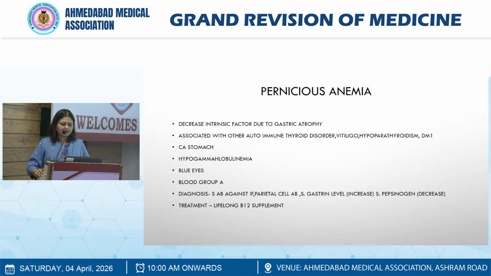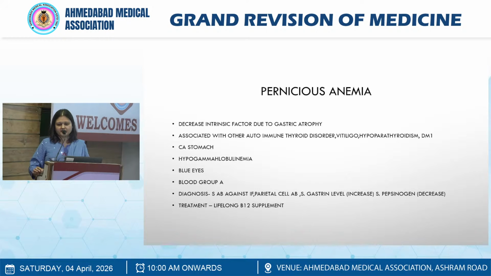Pernicious anemia is an autoimmune disease. There are antibodies against intrinsic factor. We all know intrinsic factor is necessary for B12 absorption, and it is deficient in gastric atrophy. The patient may have CA stomach, hypogammaglobulinemia, blue eyes. These are peculiarities of pernicious anemia. The patient may have blood group A. How to diagnose?